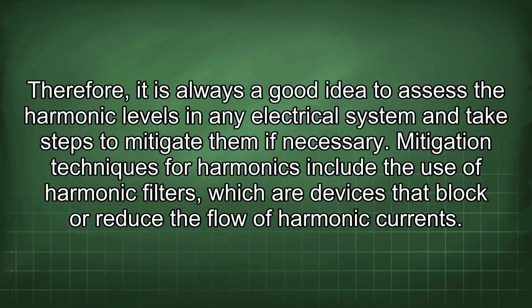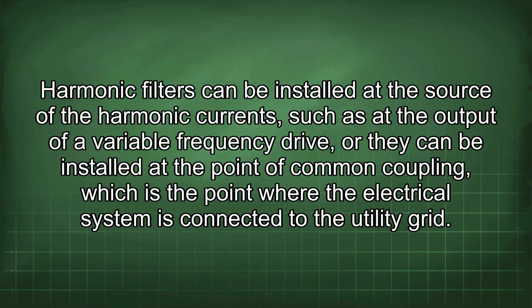Therefore, it is always a good idea to assess the harmonic levels in any electrical system and take steps to mitigate them if necessary. Mitigation techniques for harmonics include the use of harmonic filters, which are devices that block or reduce the flow of harmonic currents. Harmonic filters can be installed at the source of the harmonic currents, such as at the output of a variable frequency drive, or they can be installed at the point of common coupling, which is the point where the electrical system is connected to the utility grid.